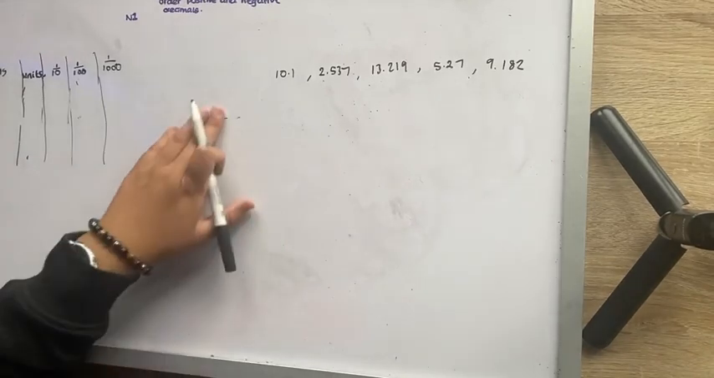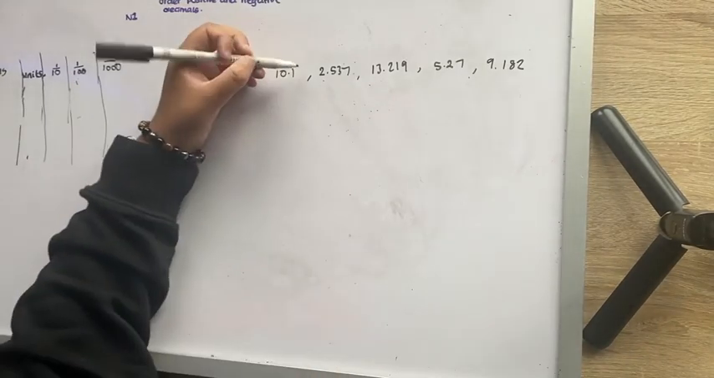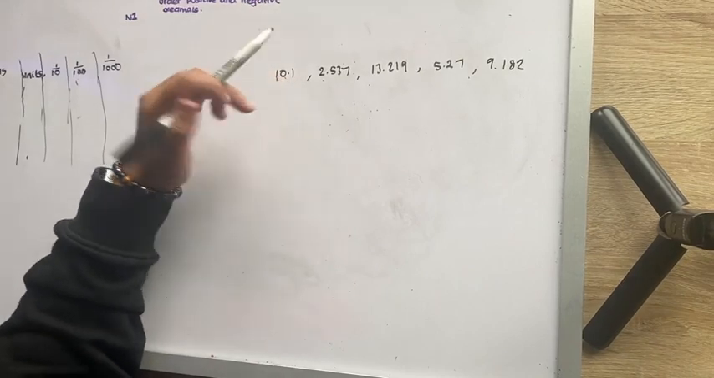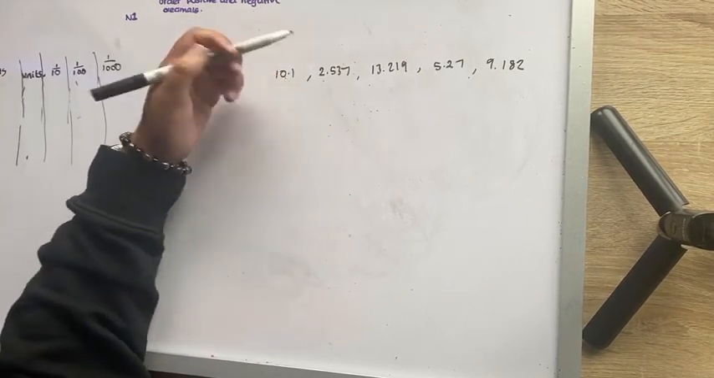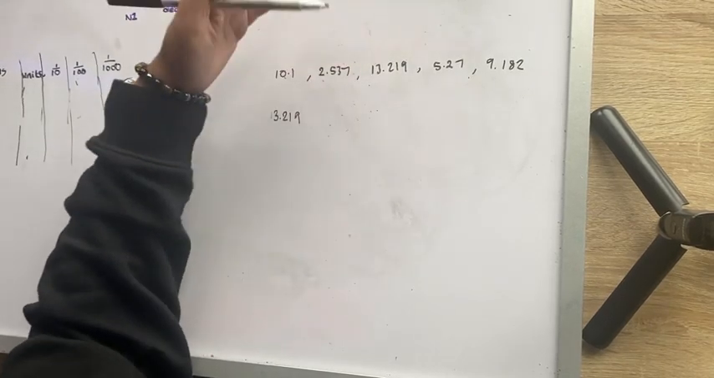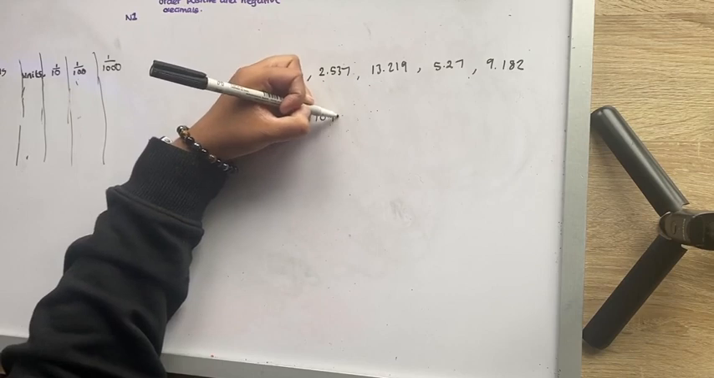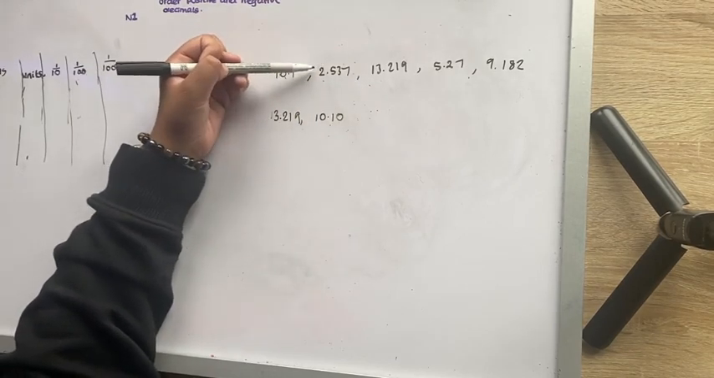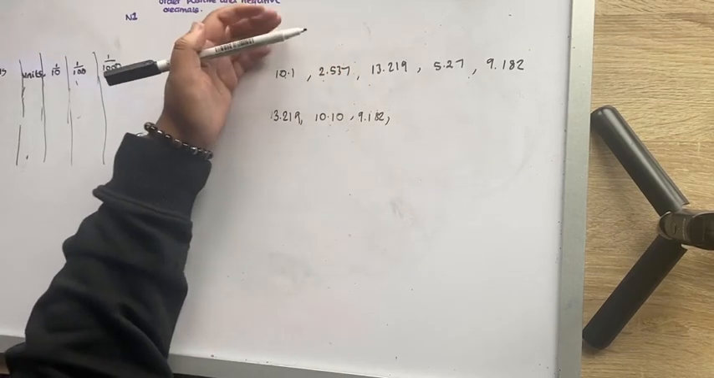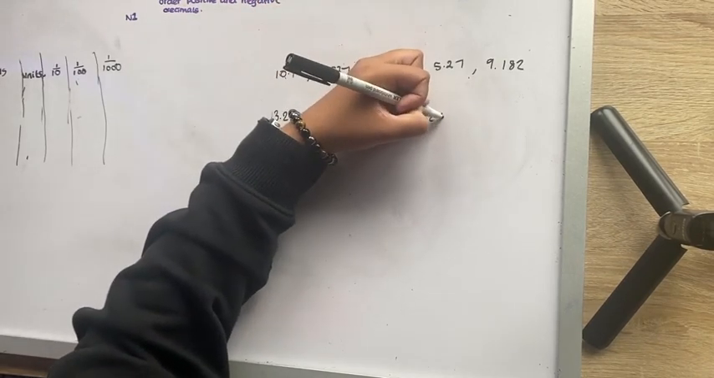So why not order these? It's maybe a little bit easier because we can just look over here and see which one's the highest to which one's the lowest. Out of all these numbers, 13.219 would be the highest because 13 is higher than all of these numbers. Now you have 10.1, which can be written as 10.10. The next highest we have is 9.182. Then 5.27. Then 2.537.